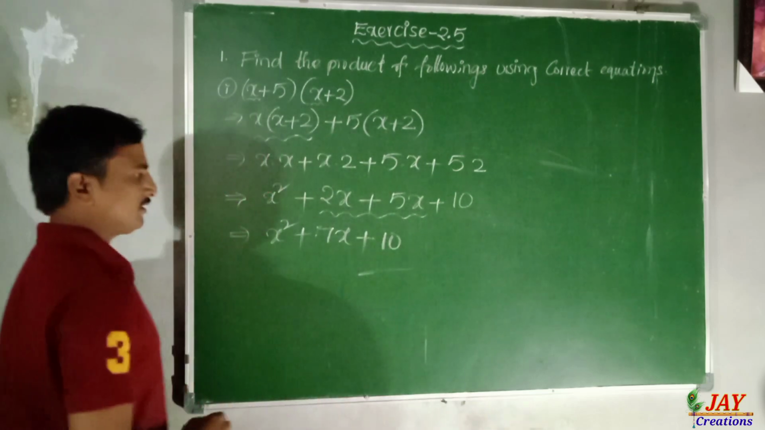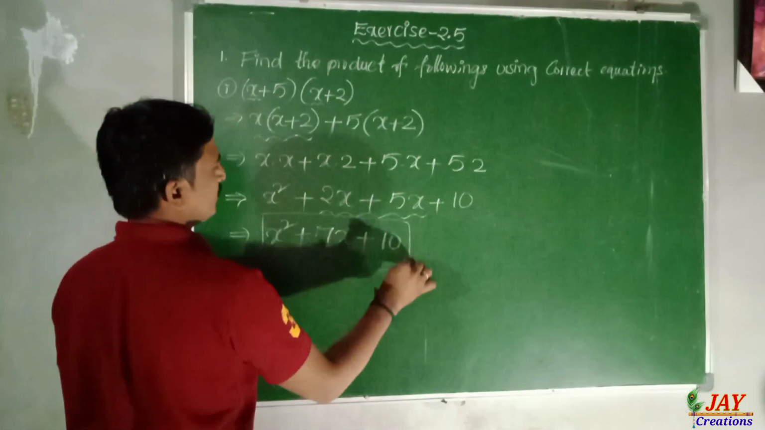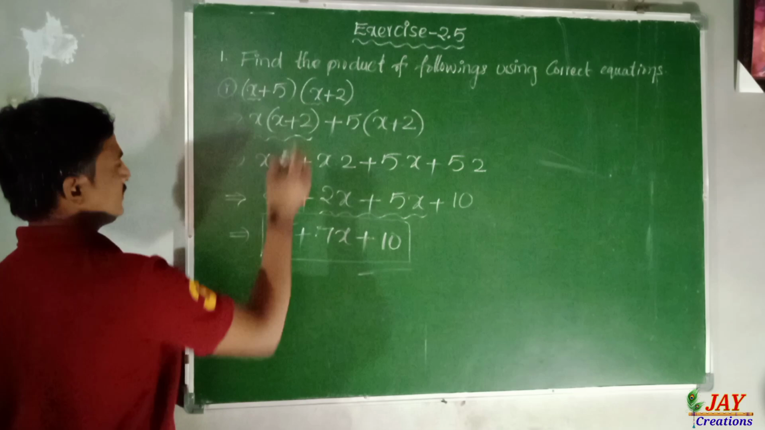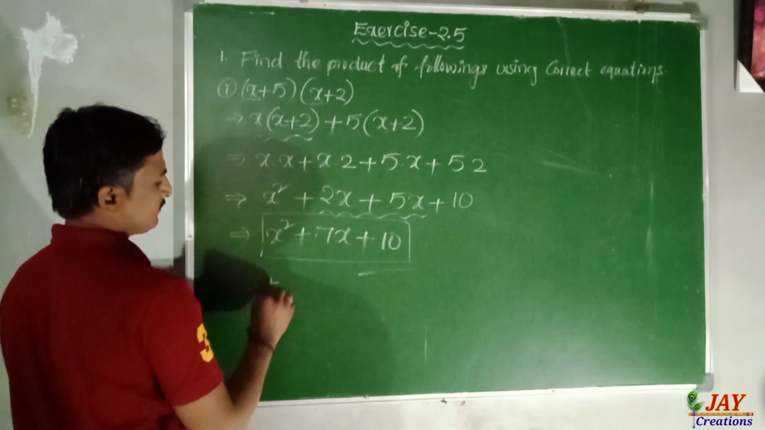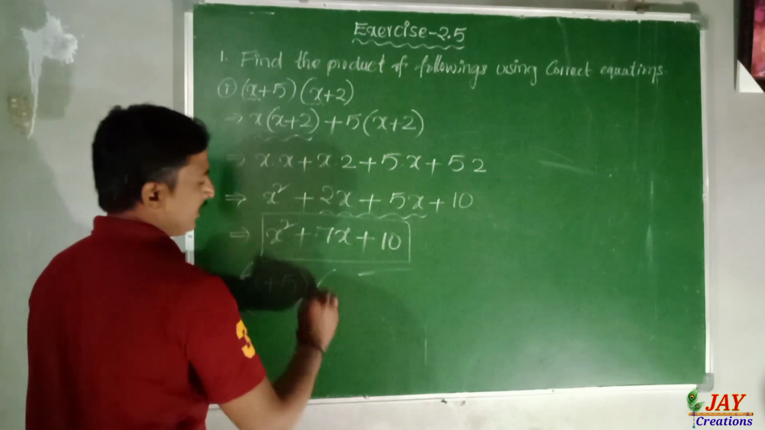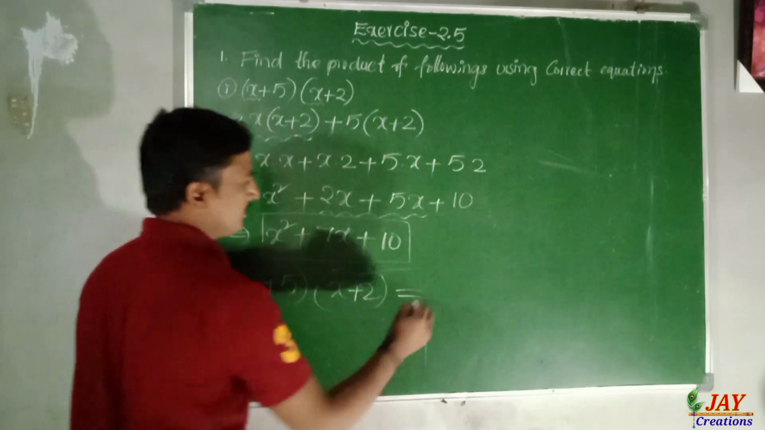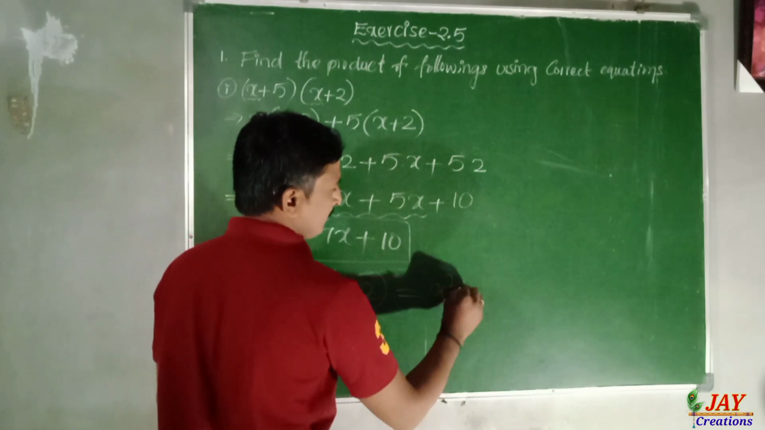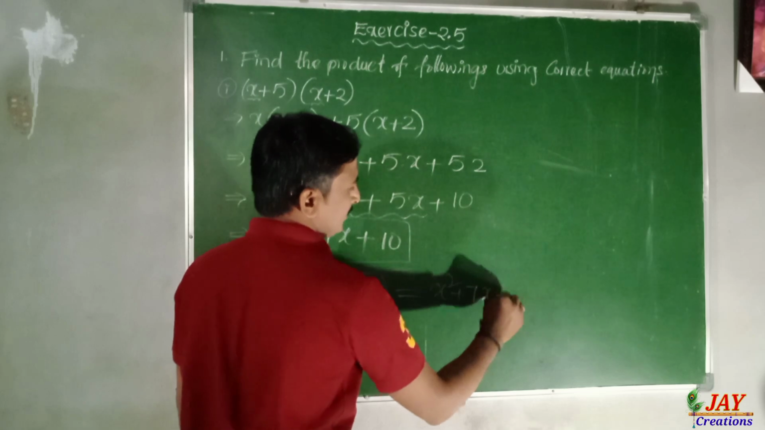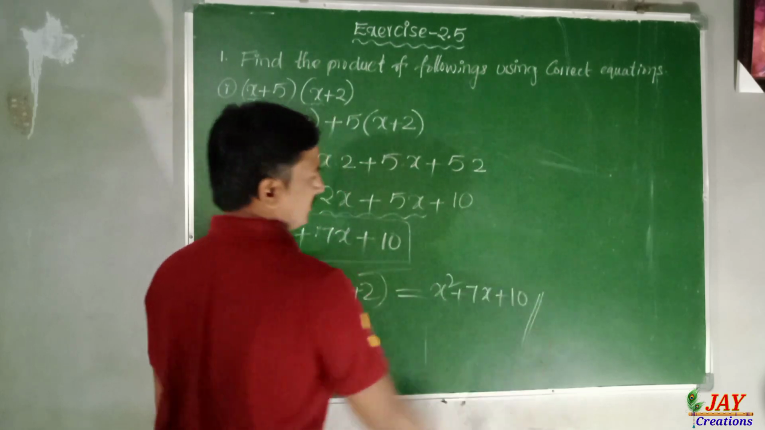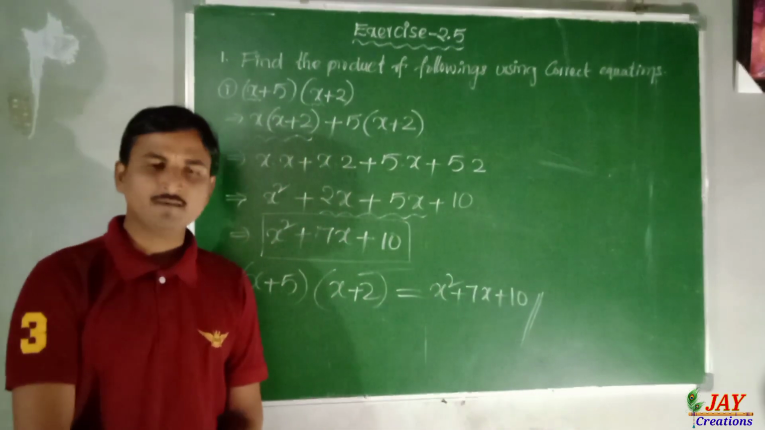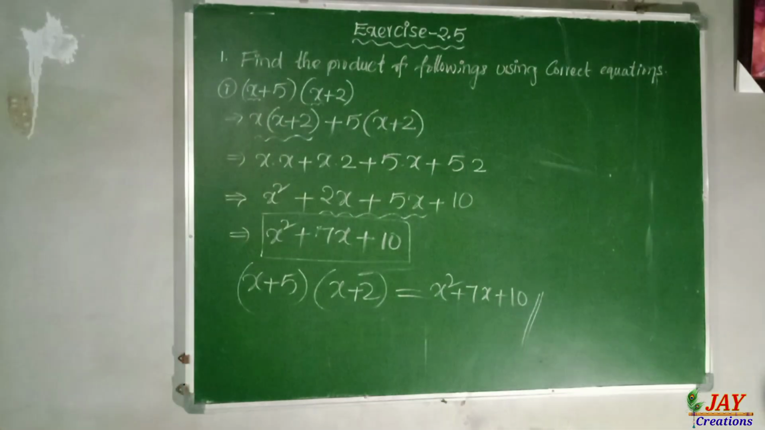So it is the equation. So the product of the two algebraic expressions (x + 5) into (x + 2) is equal to what will we write? x square plus 7x plus 10. It is the needed expression. Thank you.